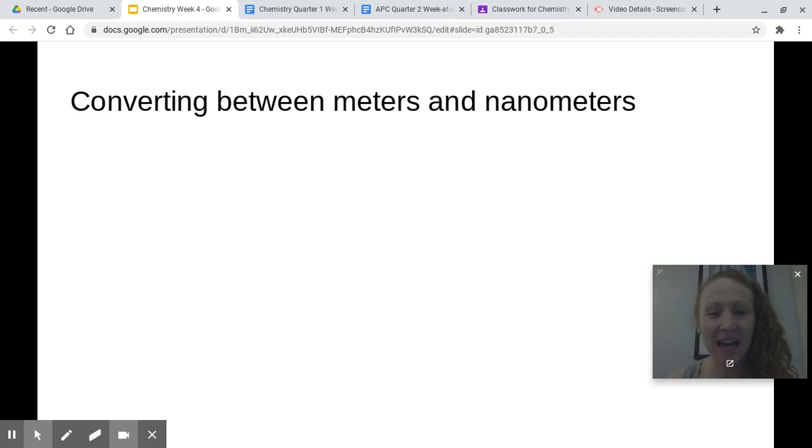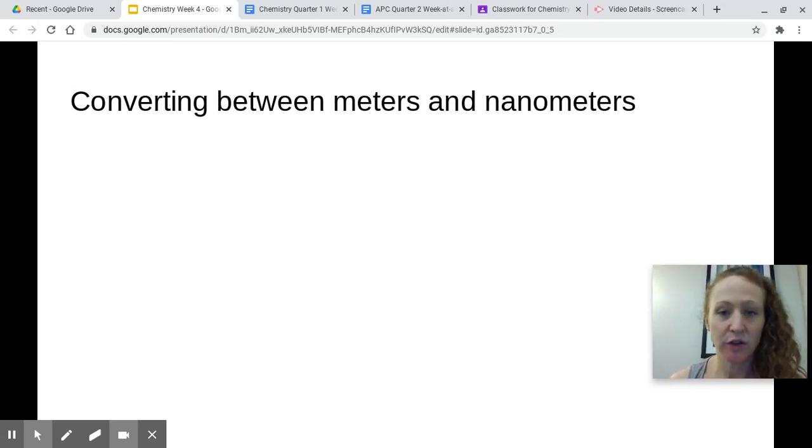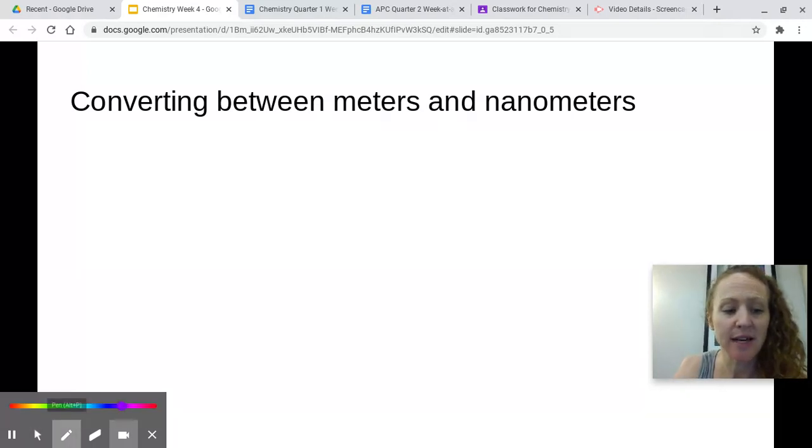Hey, chemistry. I want to walk you through how to convert between meters and nanometers. When we are doing a conversion, which we will do more of second semester, we always use a conversion factor, and we're going to set this up the same way. I want to walk you through how to set up this conversion, because we're going to draw on this format next semester when we get into converting between chemical quantities.